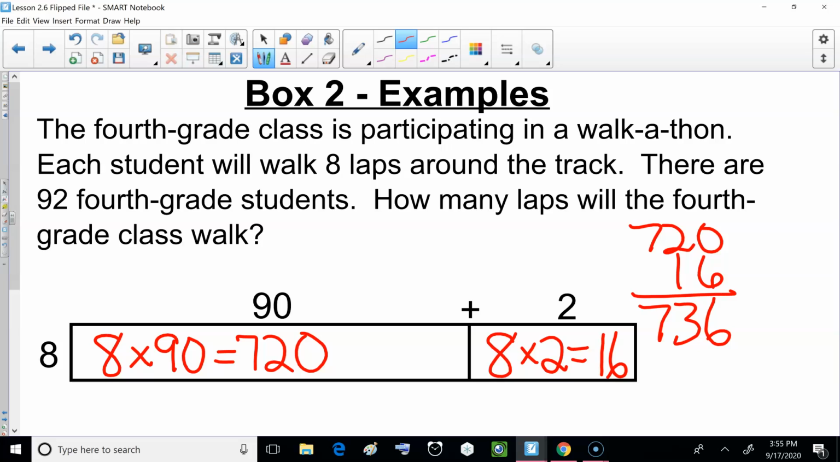736. But since this is a word problem, I need to come up with a label. So look back at my question, how many laps will the 4th grade class walk? 736 laps. So you can pause the video right now, maybe even beat me to this one. You can answer it on your own before I even get there. If not, pause the video, write that information down, make sure you give it a good label, and we'll move on to the next problem.